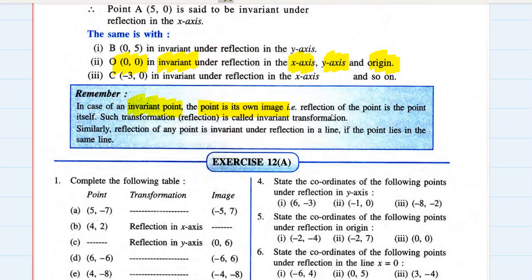The point is its own image. That is, reflection of the point is the point itself. Such transformation is called invariant transformation. Similarly, reflection of any point is invariant under reflection in a line if the point lies in the same line.